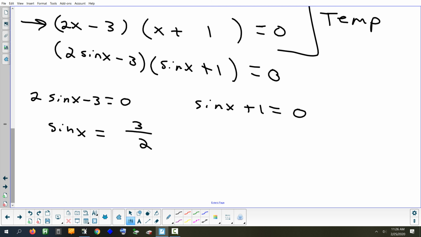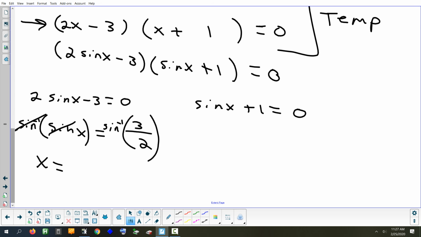Now we got to get x by itself, so we have to get rid of sine. How do you get rid of sine? You have to use inverse, yep. So we have to take the inverse sine of what's on the left, take the inverse sine of what's on the right. That cancels.